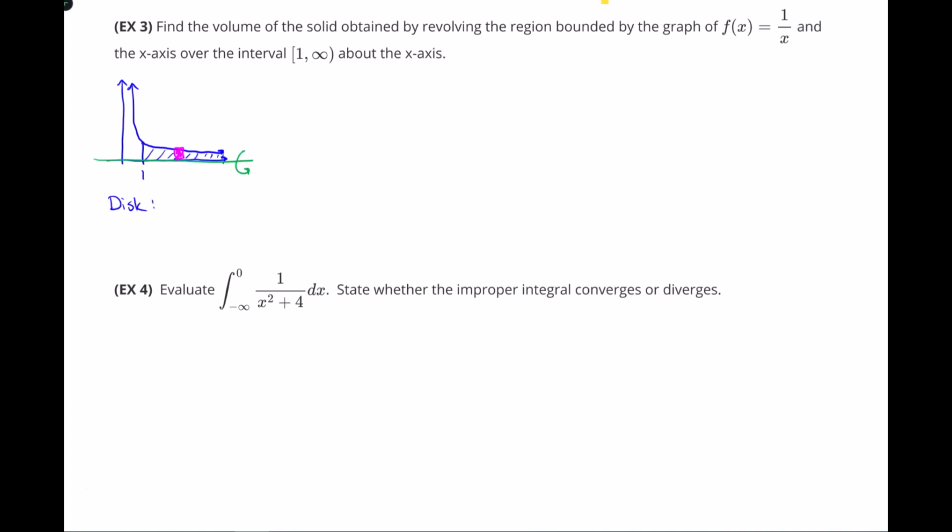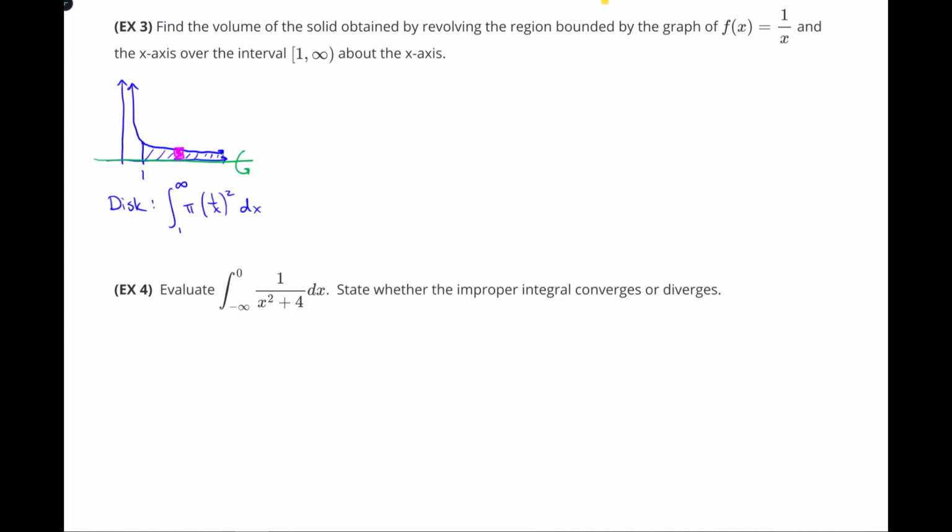So the disk method looks like an integral from the lower end point to the upper end point, which would be infinity in this case, of, if you'll recall, pi r squared, just thinking of integrating the area of a circle. So it would be pi. The radius is going to be the height of this rectangle, which is determined by the function 1 over x. That gets squared, and then we're integrating dx because we have a vertical rectangle.